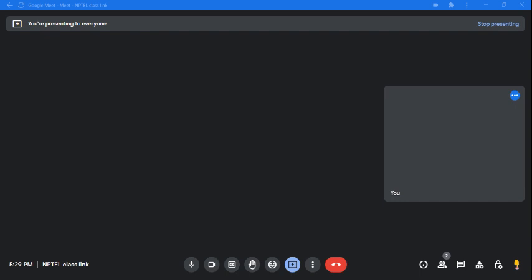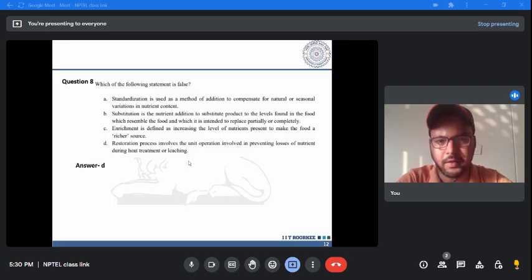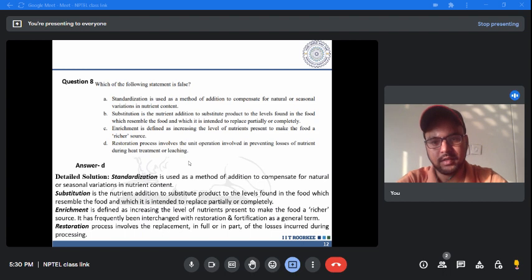Okay, so the correct answer for this question is D. The restoration process involves the unit operation involved in preventing losses of nutrients during heat treatment or leaching. Standardization is used as a method of adding nutrients to compensate for natural or seasonal variation in the nutrient content. Substitution is the nutrient addition to the substitute product to the level found in the food which resembles the food that it is intended to replace, partially or completely.